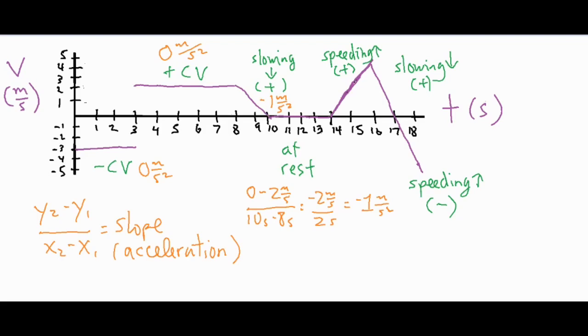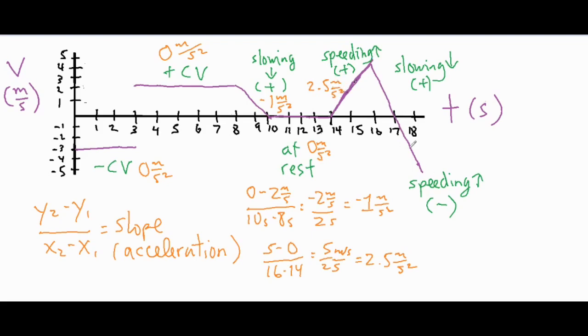For this flat portion over here, and especially because it's at rest, this one does not have any acceleration, so 0 meters per second squared for this portion. Over here, we have a positive acceleration. It looks like it's rising up 5 in 2 seconds from 14 to 16. So technically it would be 5 minus 0 over 16 minus 14. And then you get 5 over 2. And then you would get a final answer of 2.5 meters per second squared for this portion over here.